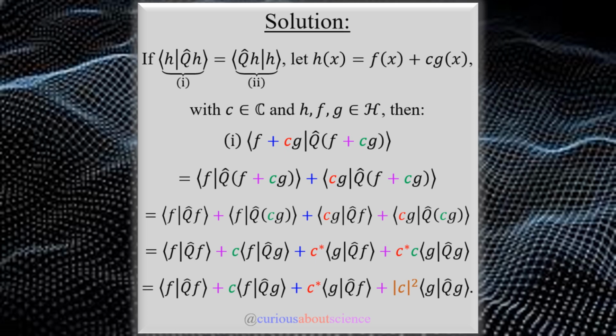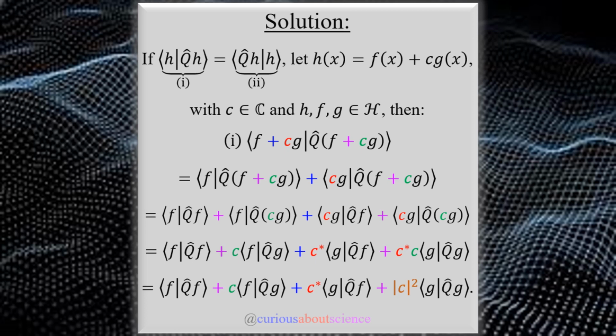So let's break this statement down. In the solution, if we're given this condition of Hermiticity, let's break the left-hand side down into 1 and 2, and apply a substitution of letting h of x equal f of x plus c g of x, where c is some constant. It could be complex or real, but what we want to showcase is that it is a constant. And if you have a little hindsight, you know that this is setting up for a case of linearity. So our goal is to prove this if h, f, and g are in the Hilbert space.